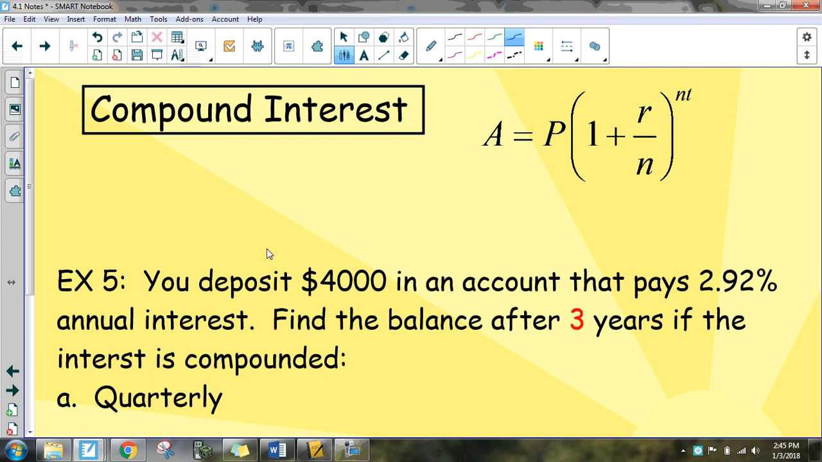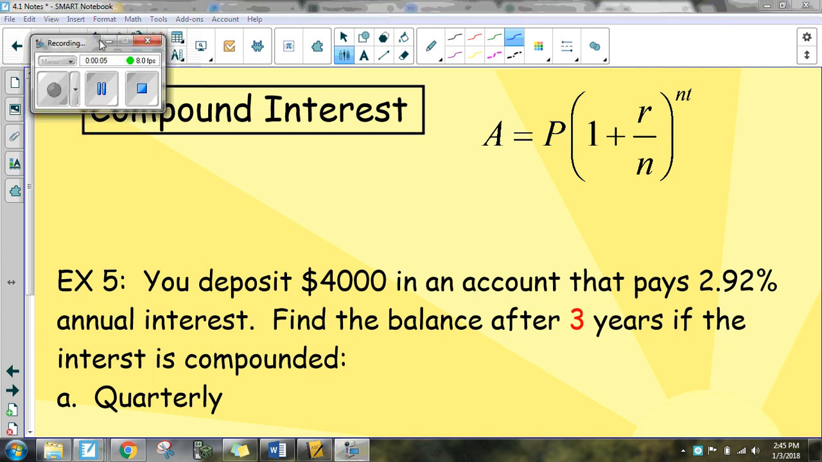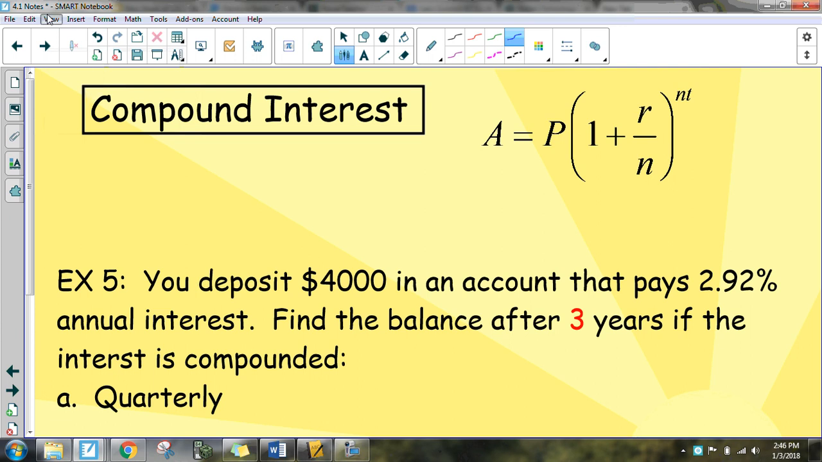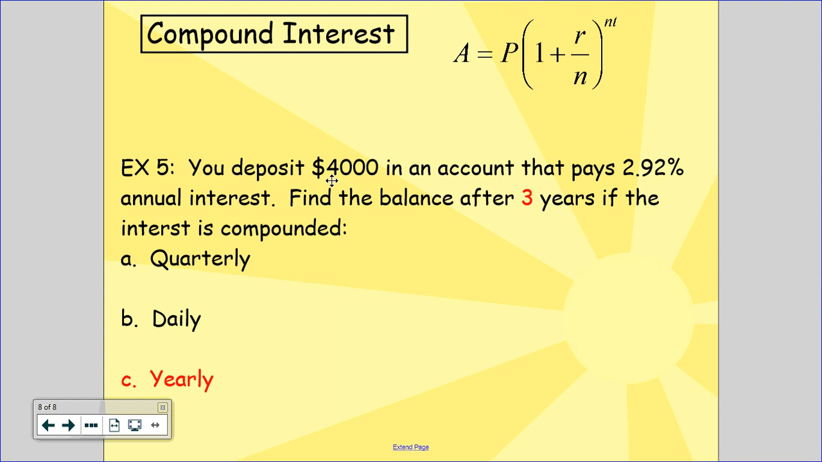All right, we are finishing up the end of our notes. So we started with compound interest, and we talked about that P meant the principal. So that was the initial amount. Okay, and then R is the same as what it used to be. It was the percent increase, written as a decimal.